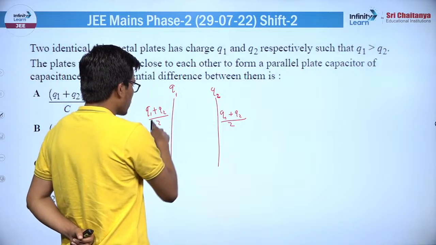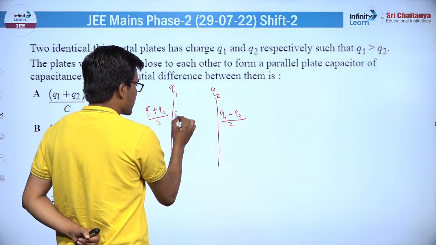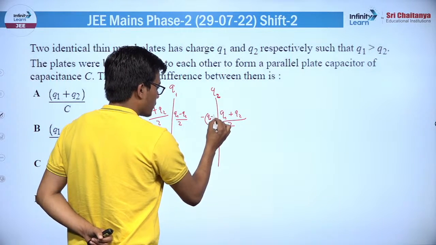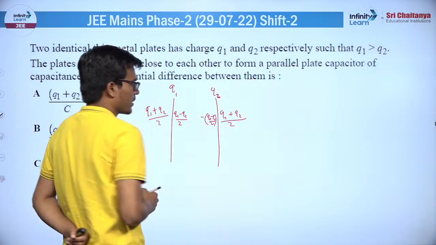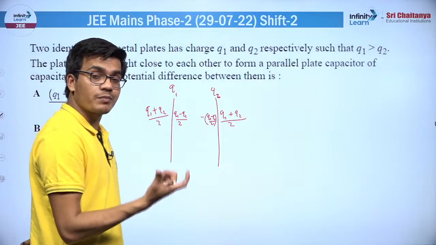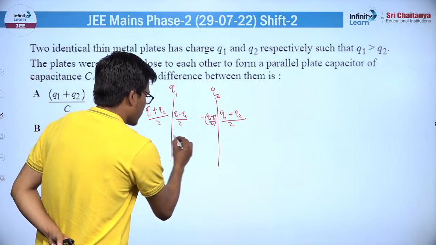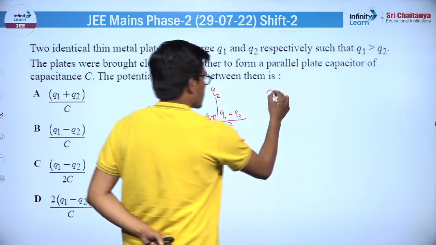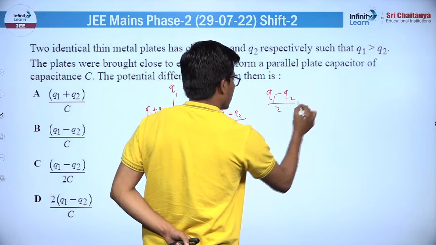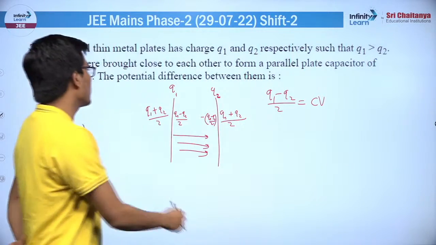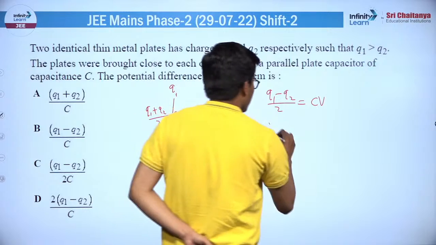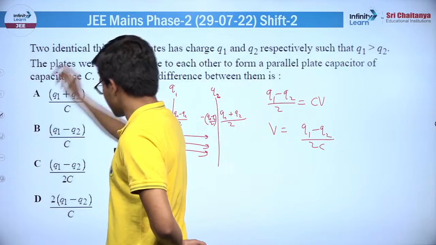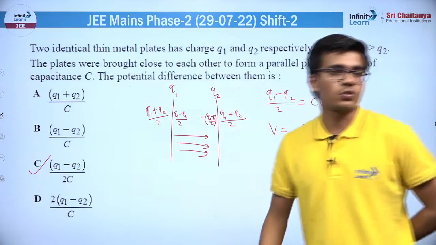So if total charge is Q1 and one side is this, so Q1 minus this will be on this side, and the equal and opposite charge will come on the other side, right? And while forming the capacitor, we take the inside charge because that charge only stores the energy between the two plates, right? So the charge of the capacitor is equal to C into V. So you can tell that the potential difference is given by Q1 minus Q2 by 2C, that is C option, Q1 minus Q2 by C.